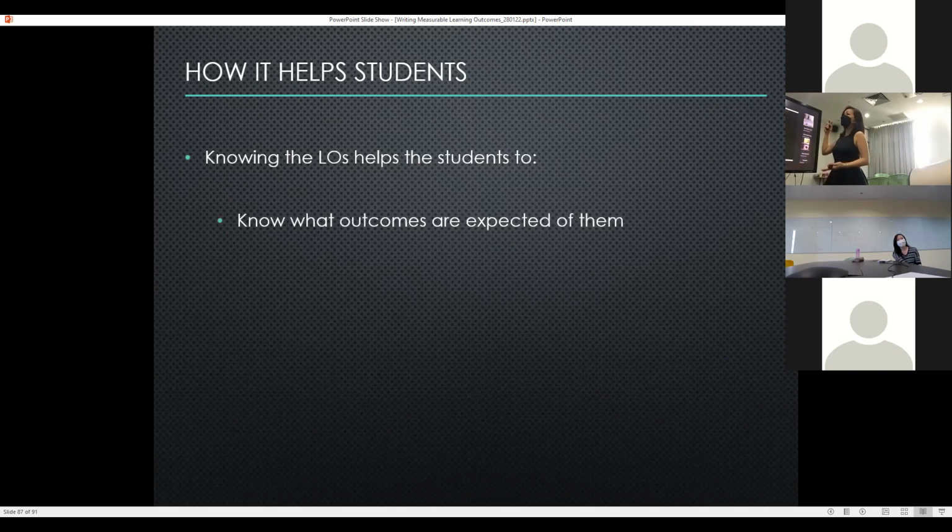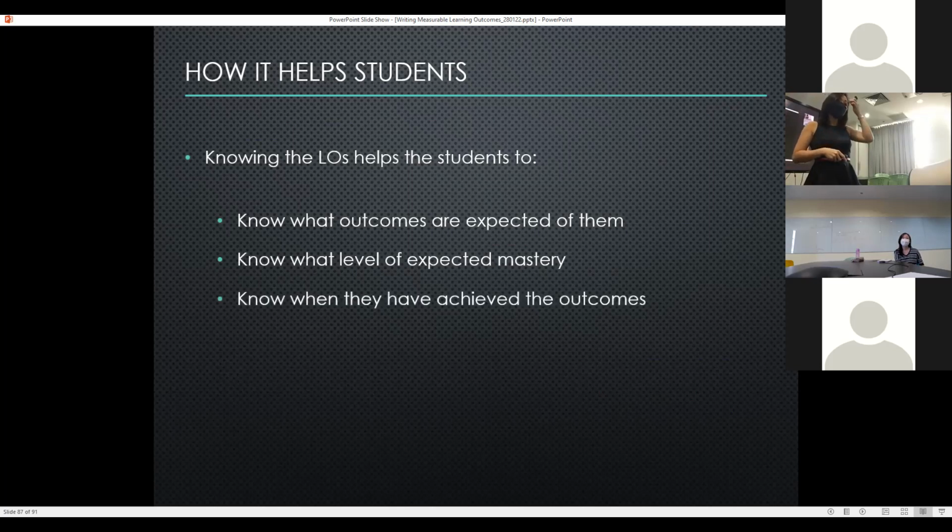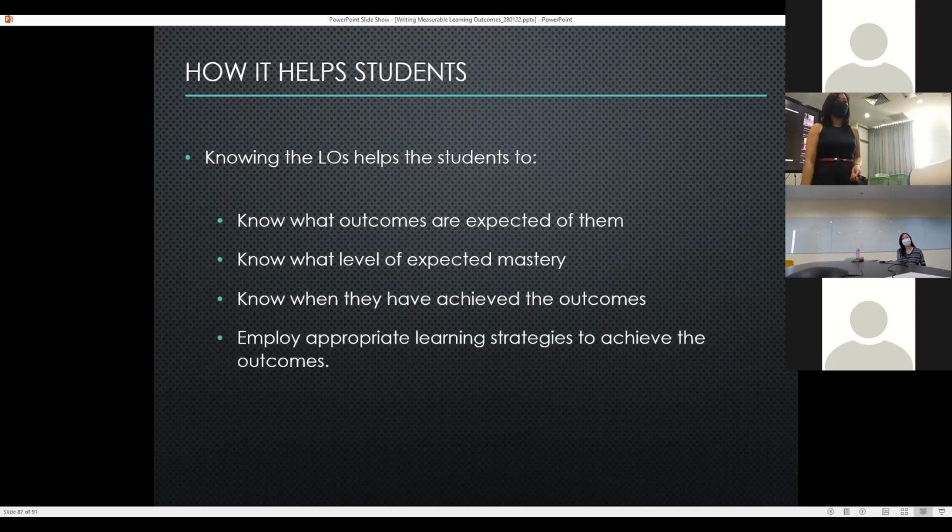So the LOs are there not just to help us as lecturers, but also to help the students, so they know what is expected of them. They know what the level is. Am I expected to just state or list, or am I expected to actually evaluate these things or compare this to another thing? So that they know when they have achieved the outcomes. Like I said, if at the end of this lesson they are supposed to be able to do this but they're not able to, then they will know to seek help from you.